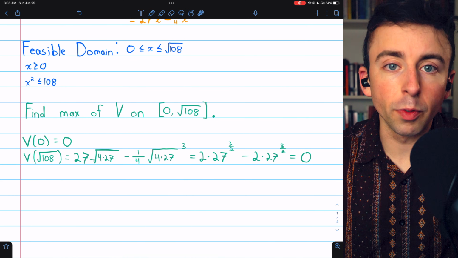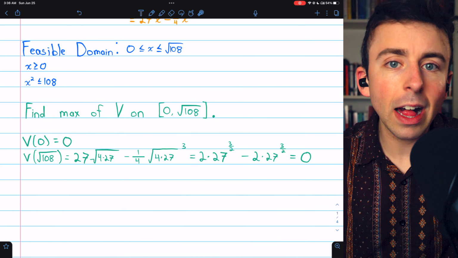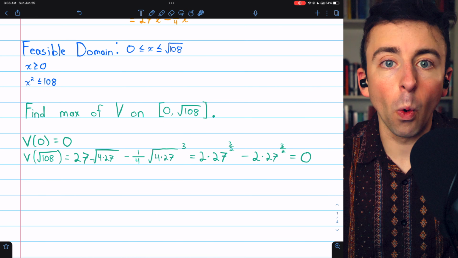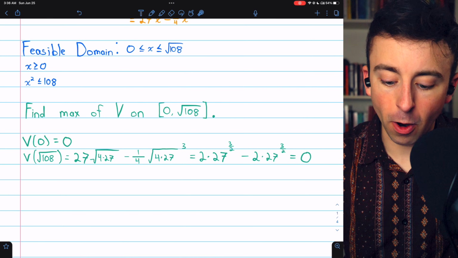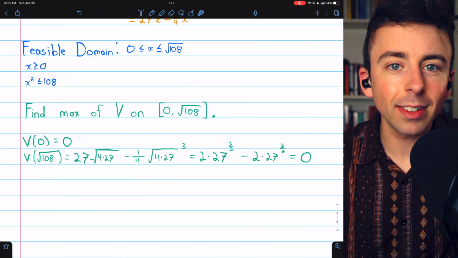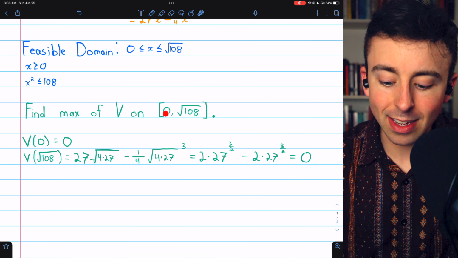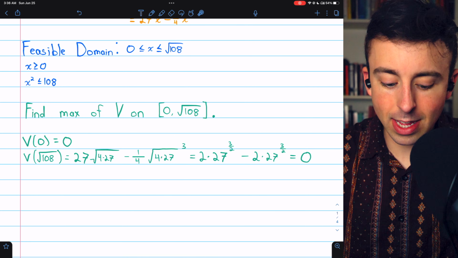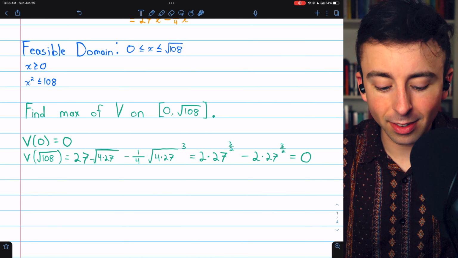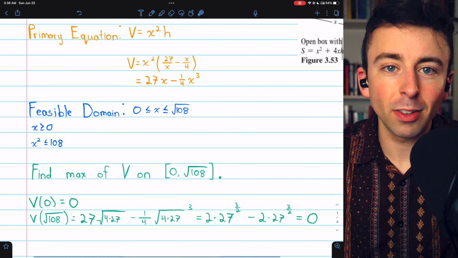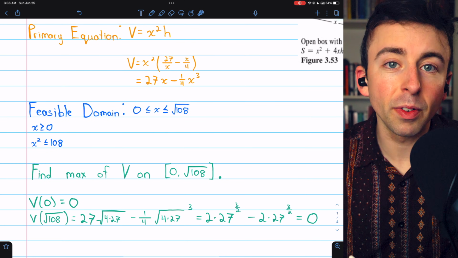Because we're on a closed interval, we're really using the extreme value theorem and the candidates test. We need to check the candidates for a maximum. The candidates are the endpoints of this domain, as well as any critical points. Let's begin by just plugging in these endpoints into the volume equation to see what we get. It's quick to see that we get 0 in both cases. If you plug 0 into the volume, well, the volume is x squared times h. So if x is 0, obviously the volume is 0.